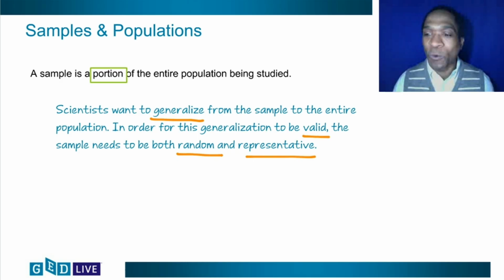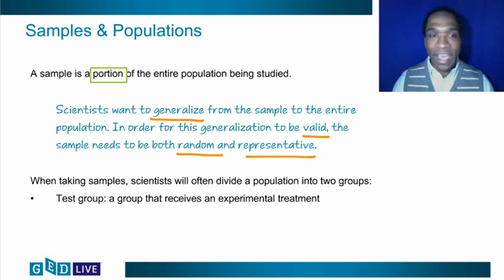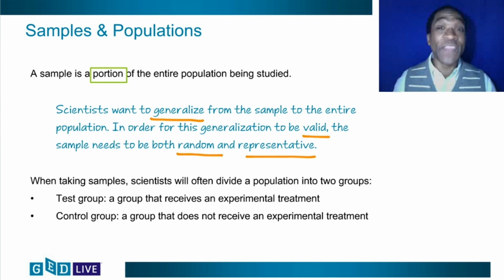Now, there's a typical way that scientists group study participants, and let's look at that right now. So there are two groups that we tend to need to deal with. The first is a test group, and these are the people who get that experimental treatment. So in the diet study, this would be the group of people who went on the diet. Now, the other group is the control group. They don't get the experimental treatment. So this would be the group in the study I talked about that would stay on their normal diet.